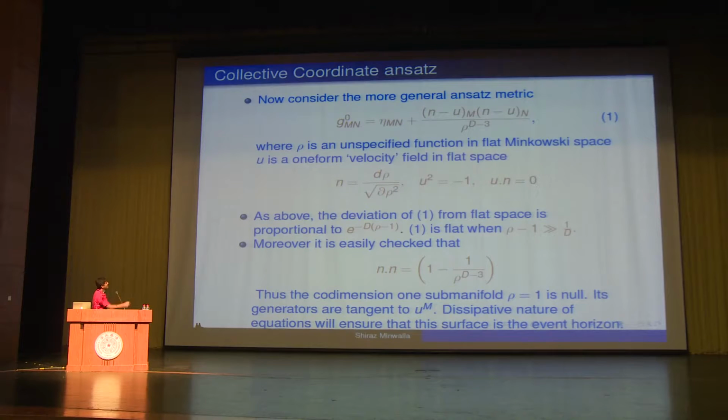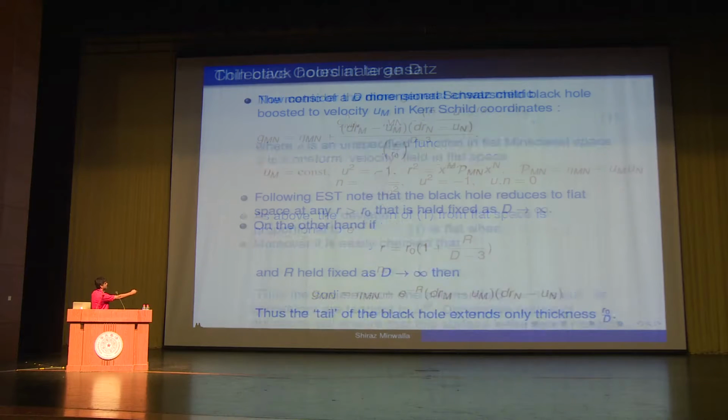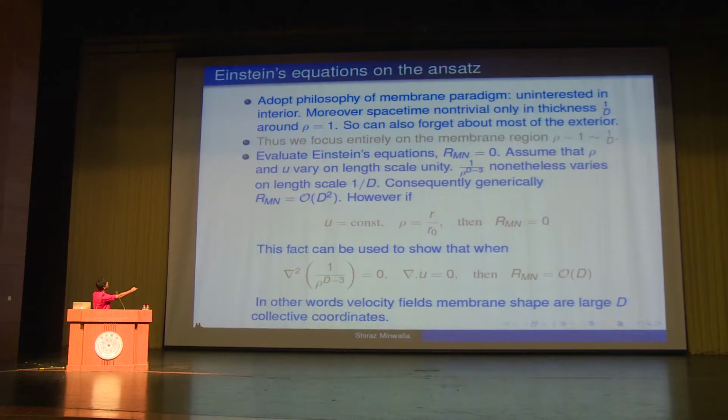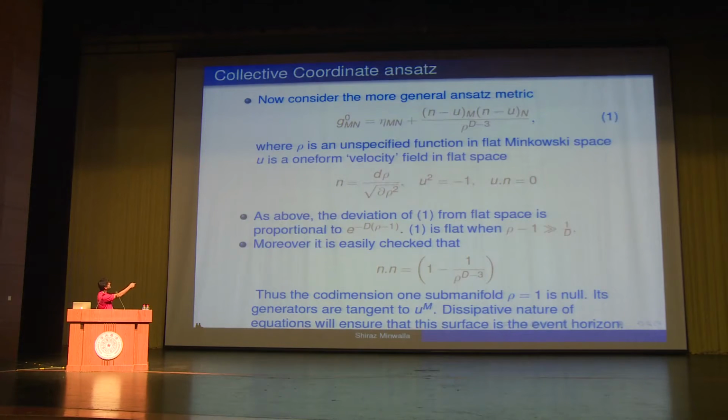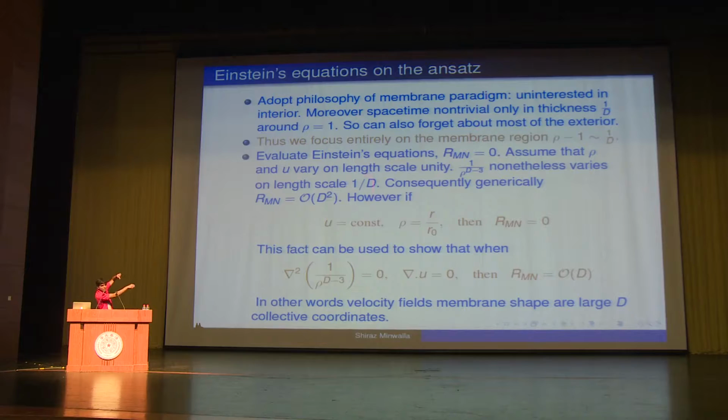Okay? So we've seen two things. We've got this null manifold rho equals 1, and space-time a little bit away from this null manifold very quickly reduces to flat space. Now I'm going to proceed adopting some of the philosophy of this thing called the membrane paradigm. I'm going to be uninterested in the interior of the event horizon of the black hole, because I'm only interested in predicting what I as an external observer can see. So we are uninterested in the regions where rho is less than 1. We've also seen that we don't need to bother about regions where rho is much, much larger than 1 by d, because in those regions space-time is flat. Okay? So everything interesting in these metrics happens on a length scale of thickness 1 by d around the surface rho equals 1.